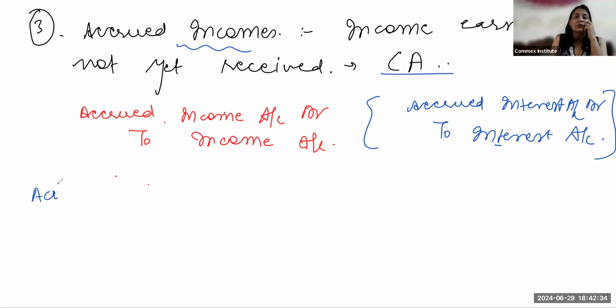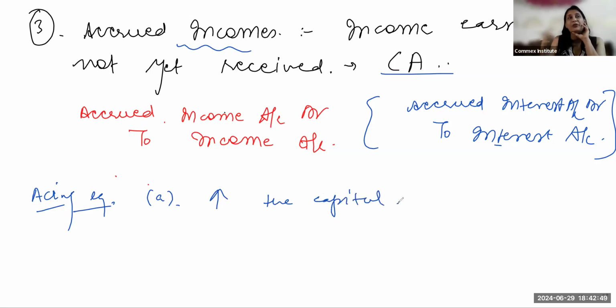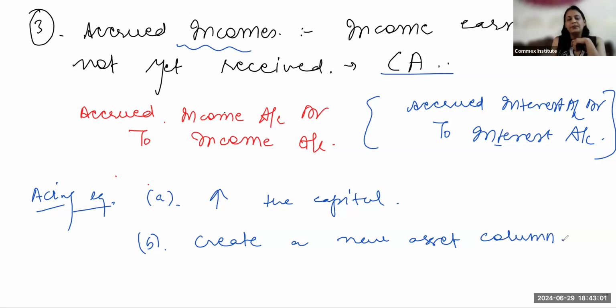And if I talk about the accounting equation, what is the treatment? Because I have not received it, I cannot increase the cash, but I will increase the capital, because it is the income of this year. So increase the capital even if you have not received it. And second, create a new asset column. Right, Akriti? Yes, ma'am. So this is how you're revising your accounting equation also.